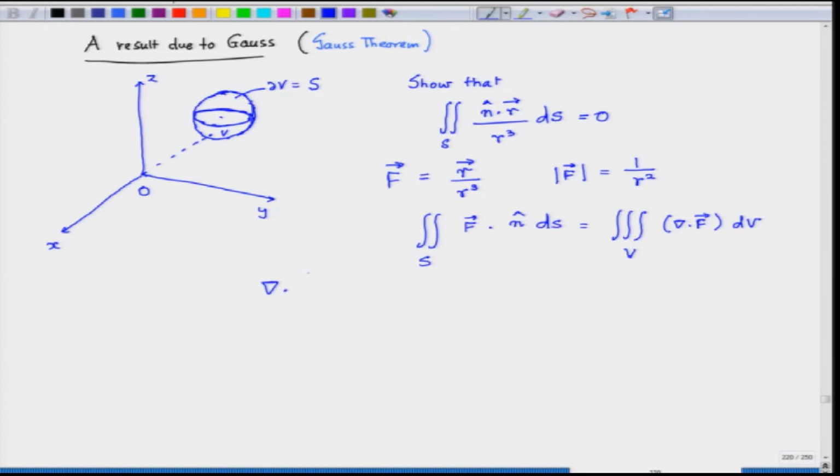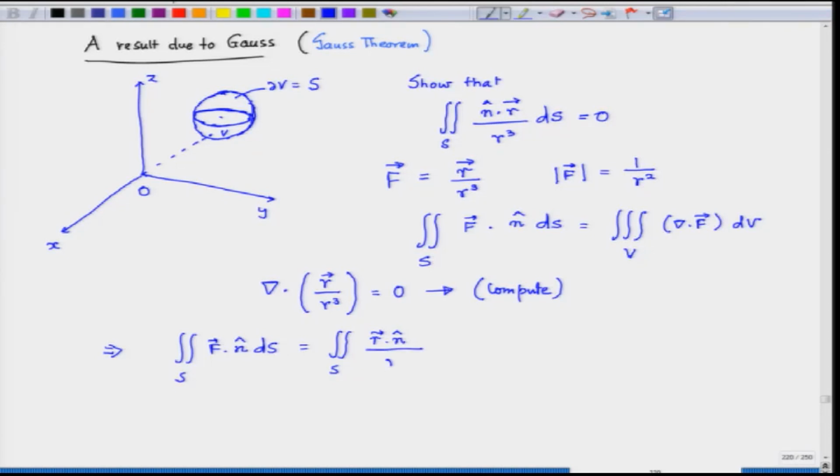the divergence of F, since R is non-zero, turns out to be 0. It is not very difficult to compute this, I leave it to you as an exercise. And hence by Gauss divergence theorem what do I get? So, this implies the integral over S of F dot n ds, and what is F dot n? F is R by R cube, so it is nothing but R dot n, which is the same as n dot R with the commutativity of the inner product. Yes, a dot b is the same as b dot a. ds, and this is 0, because this is equal to this, and now this is 0 because of this fact.